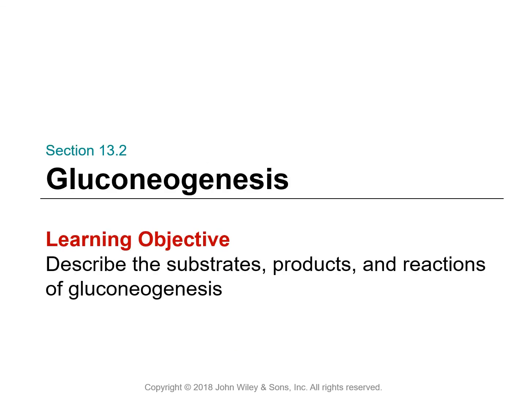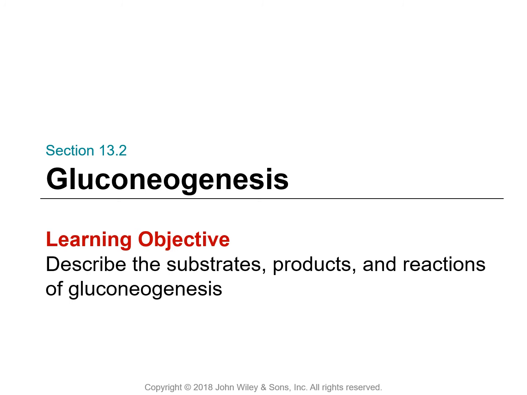And with that, we're going to get into gluconeogenesis. We want to look at the substrates, the products, and the reactions of gluconeogenesis. This pathway, which also occurs to a limited extent in the kidneys, operates when the liver's supply of glycogen is exhausted. Certain tissues, such as the central nervous system and red blood cells, burn glucose as their primary metabolic fuel and rely on the liver to supply them with newly synthesized glucose.